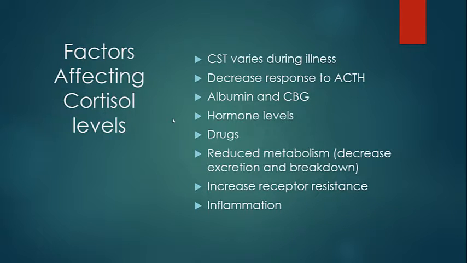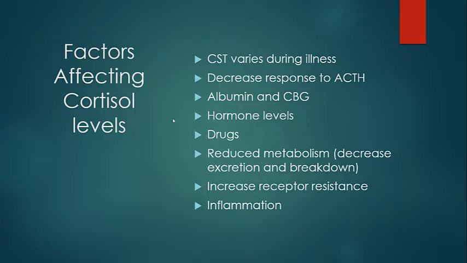So it varies initially during the illness, as we said, and there's a decreased response to the ACTH. The albumin and cortisol binding globulin will be low, so that might affect the measurement of it. Hormone levels, drugs, and also any acute stress, they're going to have reduced metabolism with decreased excretion and breakdown, increased receptor resistance, and a form of inflammation.